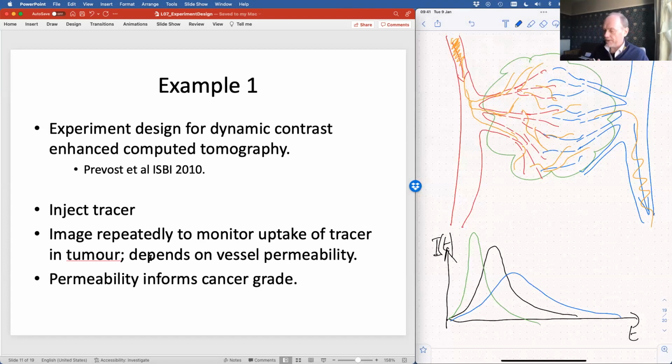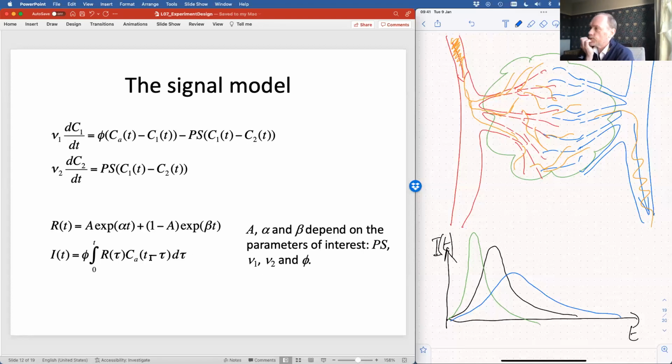So the key parameter that we'd like to estimate from these kinds of curves of intensity that I'm showing on the bottom there is the permeability of these blood vessels, because that informs us very directly about the aggressiveness of a particular tumor, and that can inform our treatment strategy. So that's what contrast enhanced CT is used for.